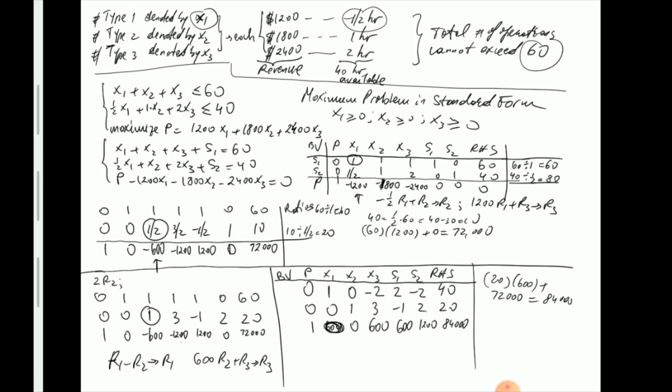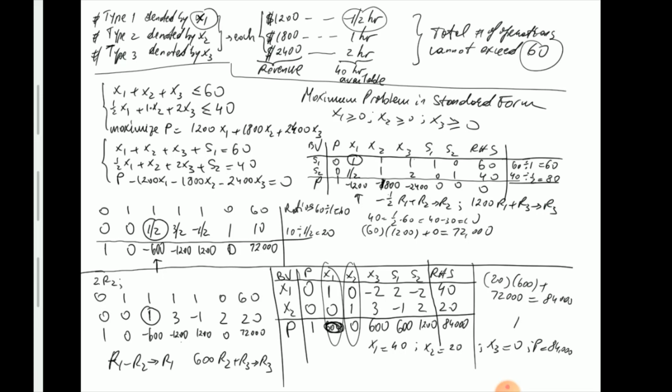All right, so I think that's all good. So no negatives on the last row means that the algorithm stops. Now we look at the basic variables. The first one is x1. The second basic variable is x2. And then of course P is always the basic variable. So remember, the basic variables have the right hand side assigned to them. If it's not a basic variable, automatically it's 0. And P in this case is 84,000. So that's going to be the maximum.